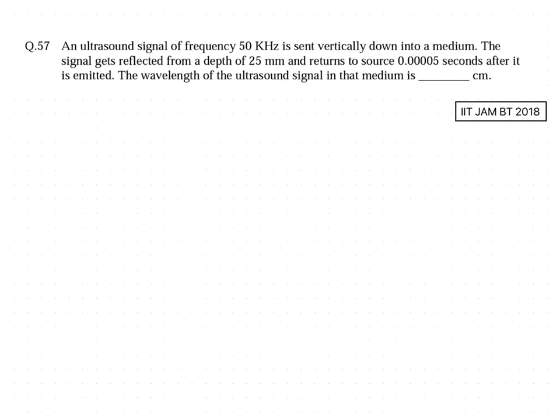In this video, we are going to solve a problem which came in the year 2018 in JAM Biotechnology paper. Here the question is, an ultrasound signal of frequency 50 kHz is sent vertically down into a medium. The signal gets reflected from a depth of 25 mm and returns to source 0.00005 seconds after it is emitted. The wavelength of the ultrasonic signal in that medium is what you need to find. Okay, and that's in centimeter.